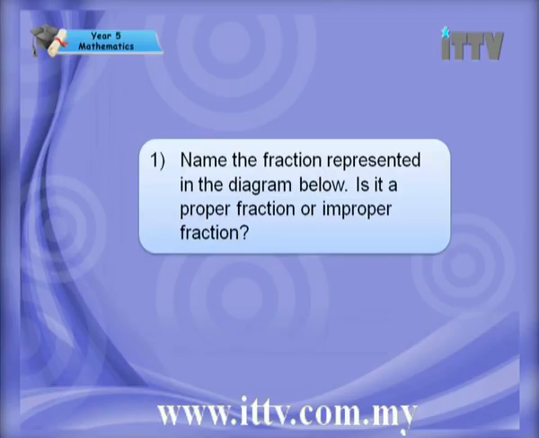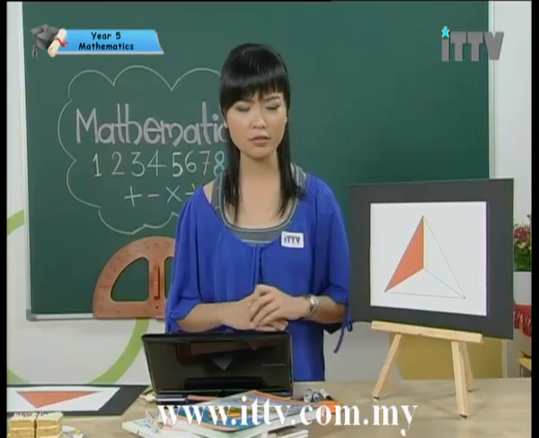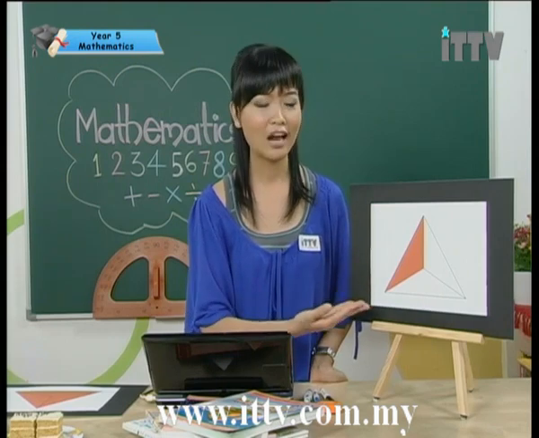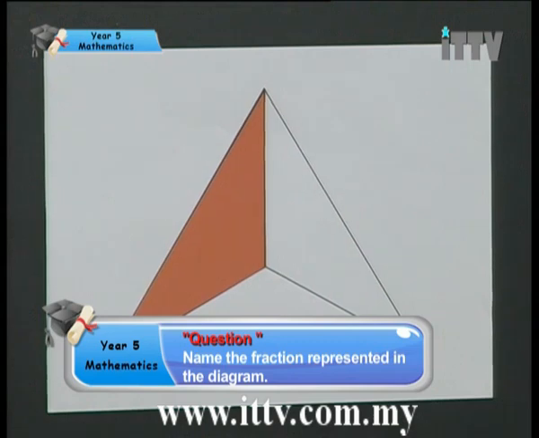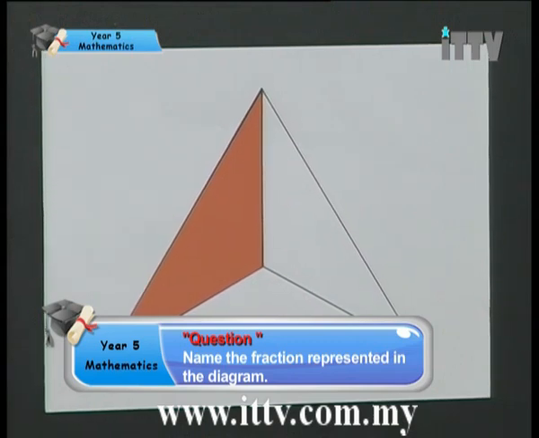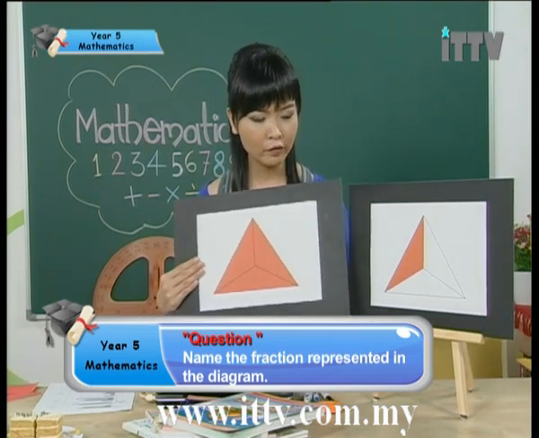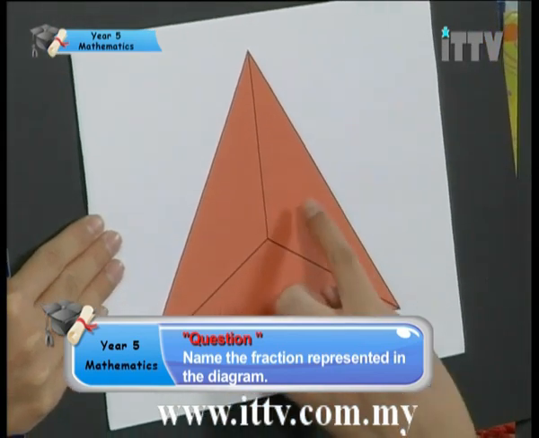Now, question 1. Name the fraction represented in the diagram below. Is it a proper fraction or improper fraction? Okay, take a look here. I have a triangle, and this triangle has 3 parts to it. 1, 2, 3. Now, one part is shaded. So what is the fraction here? 1 over 3, or we call it 1/3. What if I give you another piece that looks like this? Now, I have 1/3, 2/3, 3/3, and 4/3.